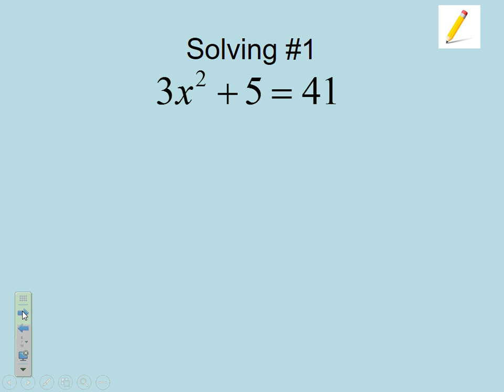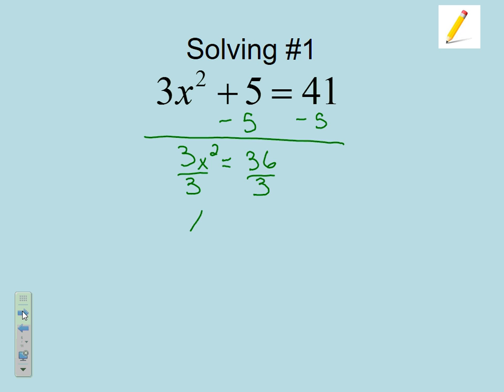3x squared plus 5 equals 41. To solve this, ladies and gentlemen, we're just going to subtract 5 on both sides. 3x squared equals 36. Divide both sides by 3. X squared equals 12. Now we're going to take the square root of this.